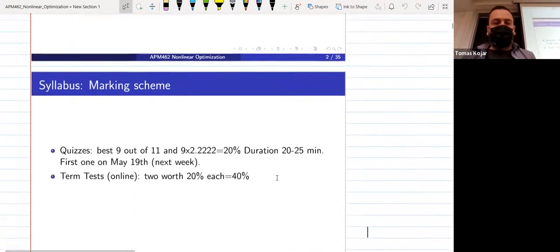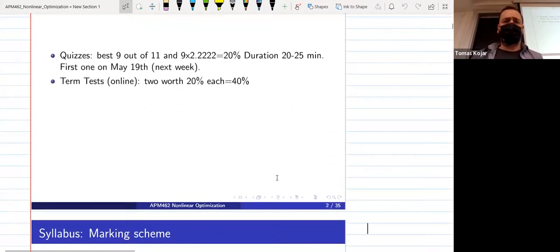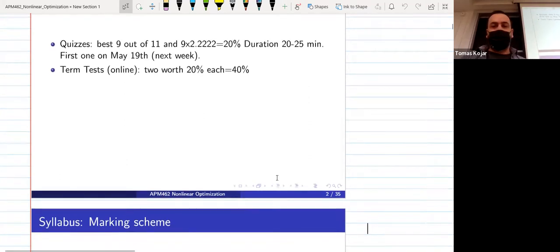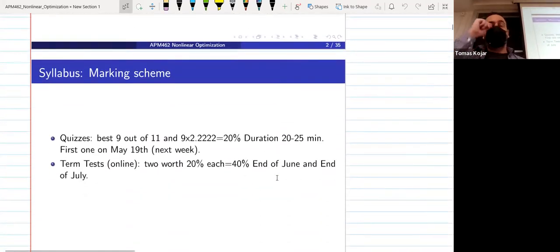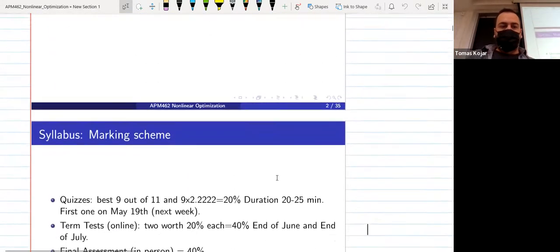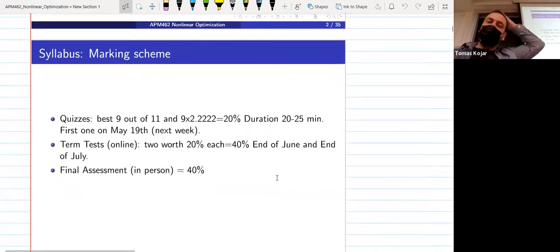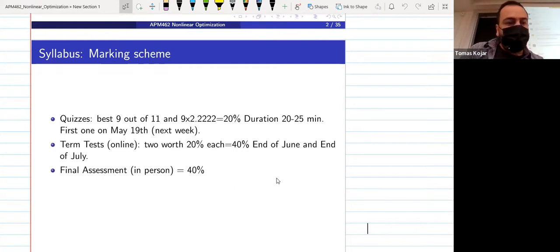We're going to have 2 midterms online, end of June and end of July. Again, the questions will be taken from the suggested problems, so I'll play with them and then put them there. And we will have a final assessment in August, which will be in person. It's during the end of the tutorial, the last 20-25 minutes.